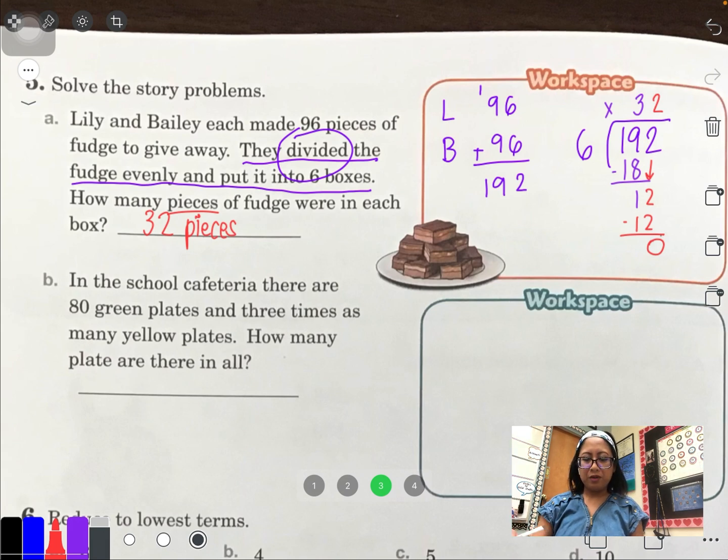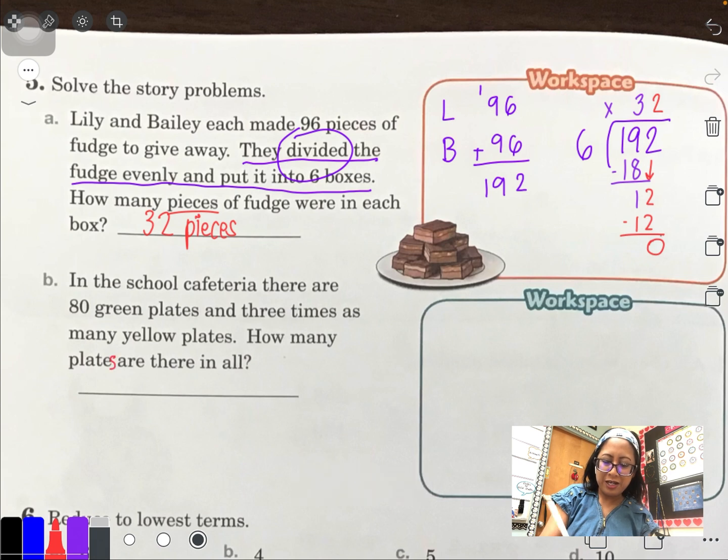Last one. Last story problem. In the school cafeteria, there are 80 green plants. Plants, oh my word. See how I read that wrong? Let's try that again. In the school cafeteria, there are 80 green plates and 3 times as many yellow plates. How many plates are there in all? That's funny, because they said how many plate are there in all. They should have said how many plates. I'm asked about that in our Zoom meeting. What did they make wrong here?